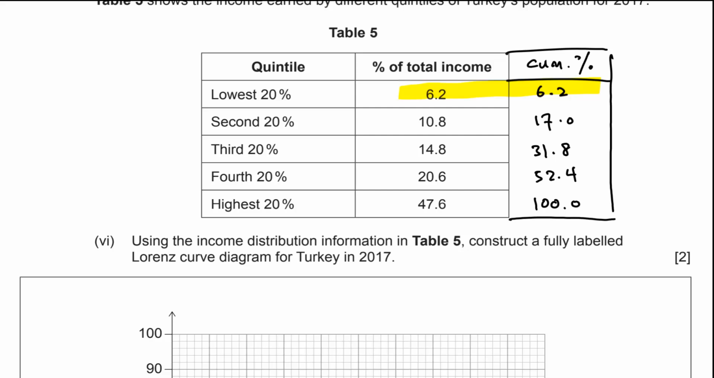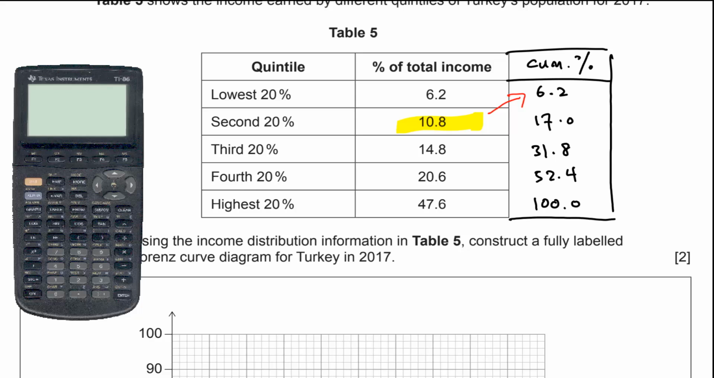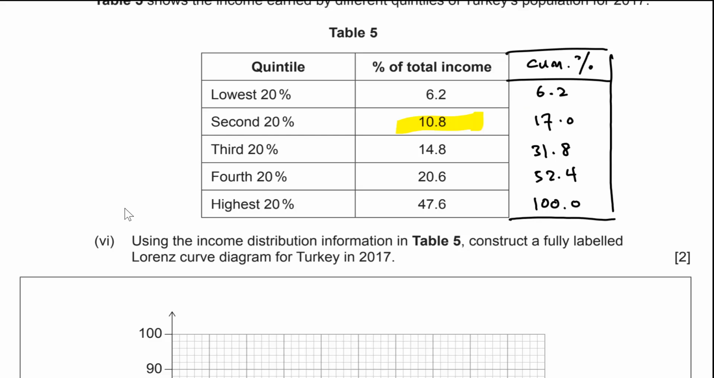of total income. Then the second quintile accounts for 10.8% of total income. But in a cumulative sense, if I go 10.8 plus 6.2 from the previous quintile, we're going to have a cumulative of, let me just clear this stuff away. We're going to have 10.8 plus 6.2. They're going to account for 17%. So 6.2% from the previous plus 10.8% from the current slice gives us 17%.